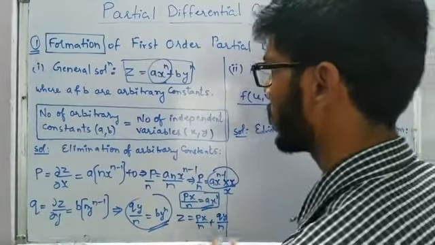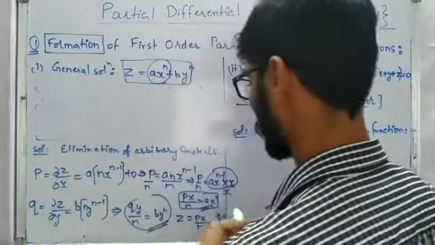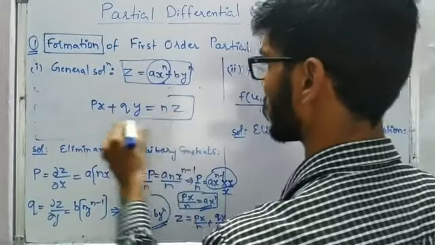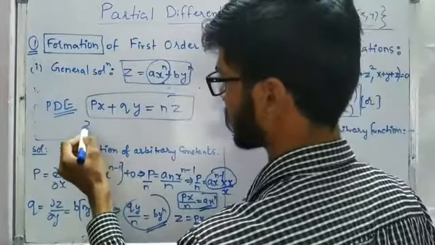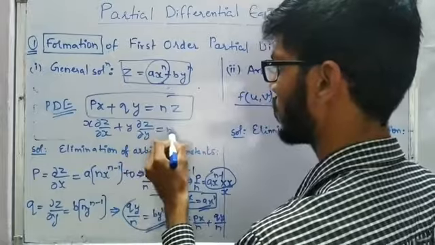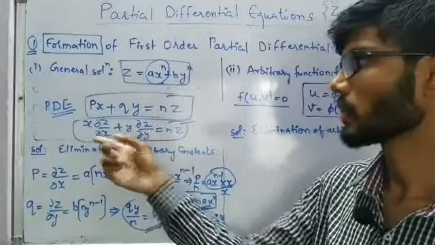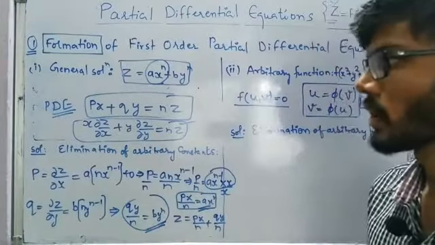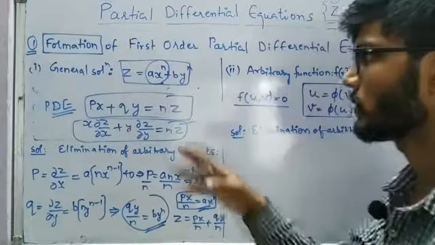So we are going to get the partial differential equation as p x plus q y is equal to n into z. So this is going to be our partial differential equation. Or if we write in terms of dou z by dou x itself, this will be x dou z by dou x plus y dou z by dou y is equal to n z. So this is going to be a partial differential equation. A partial differential equation is not going to contain any arbitrary constants, and it is going to have only constants, so it is not going to have a or b. That is how you have to arrive at the partial differential equation if you are given the general solution.